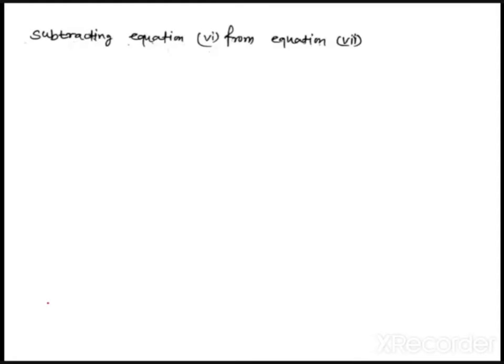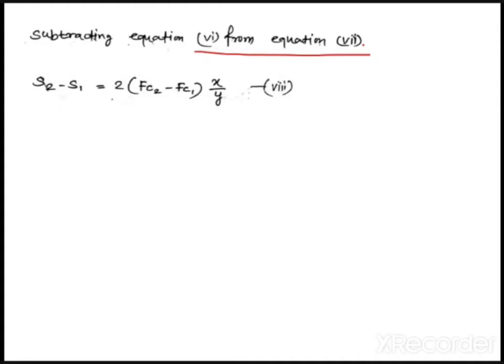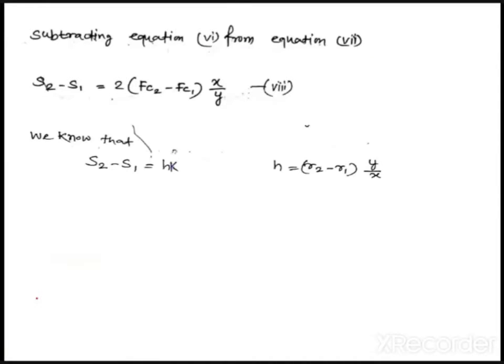Now see, subtracting equation 6 from equation 7. So what are you getting? Basically what we want is S2 minus S1. What is S2? Spring force at maximum condition. S1 is spring force at the lowest or minimum condition, right? So I'm getting this equation for S2 minus S1.